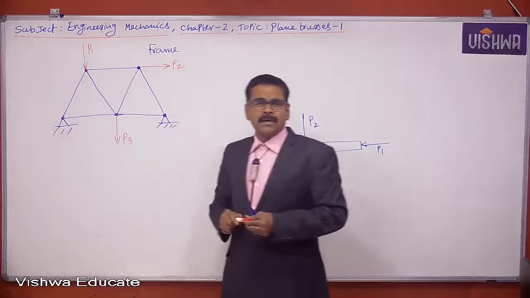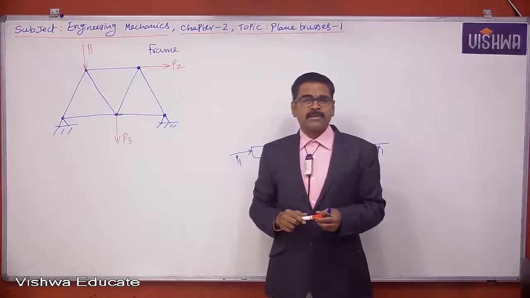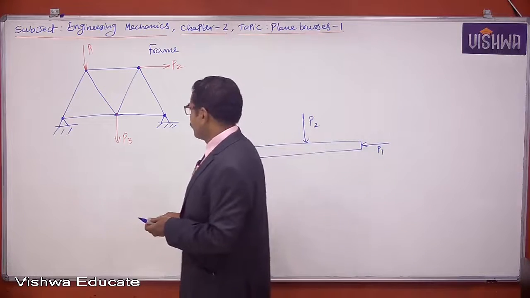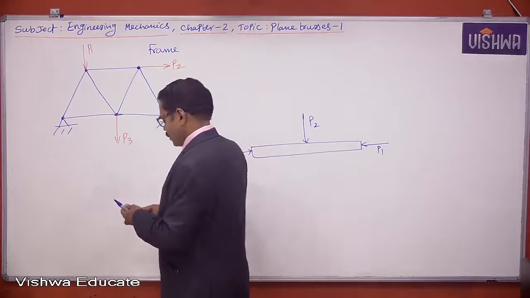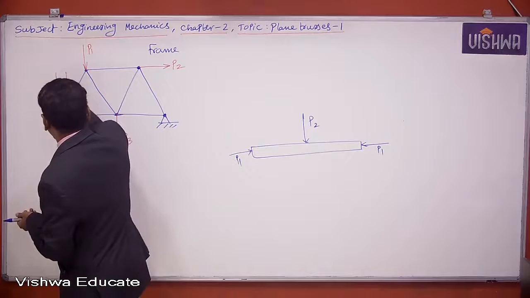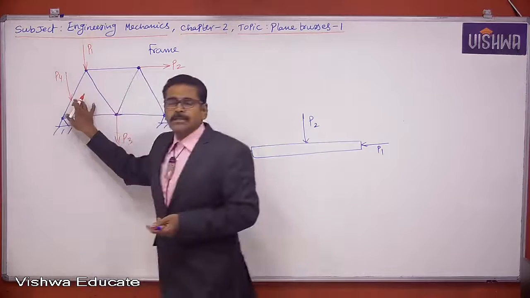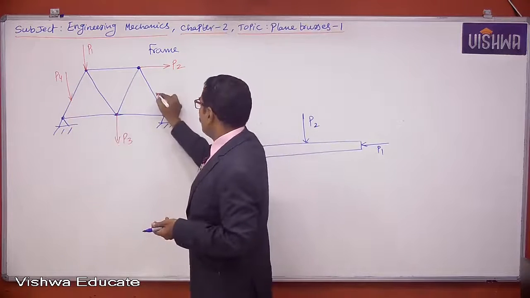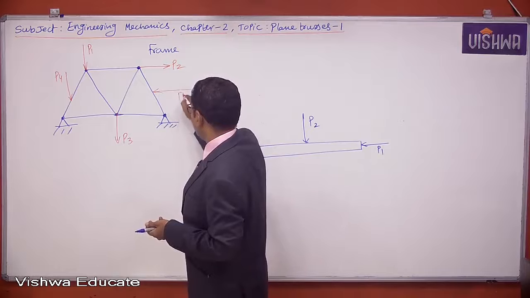In plain truss, all loads are applied at joints only. But what about frame? If it is a frame, the load can be applied even on members like this. A load could be applied like this. This load is not applied at joints, it is applied on a member. And another load could be something like this one.